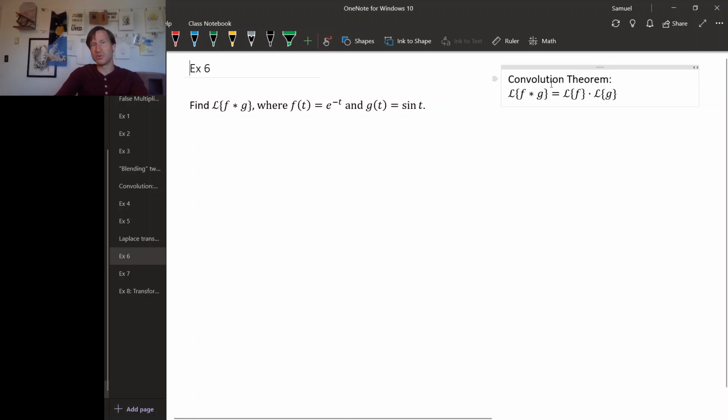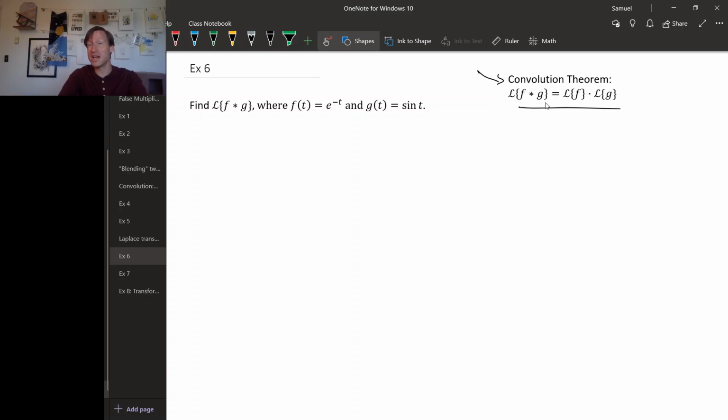Let's do a couple examples using our new result about the Laplace transform of a convolution. It's usually called the convolution theorem, but this is just the traditional name for this fact, that the Laplace transform of a convolution is the product of the individual Laplace transforms.